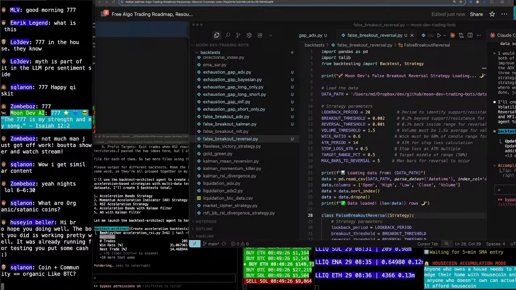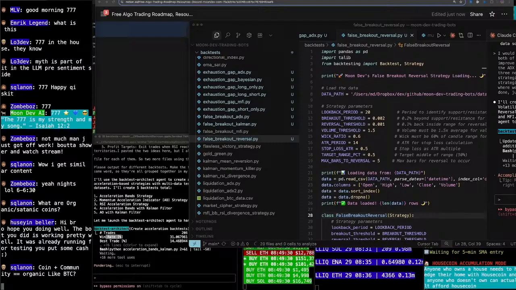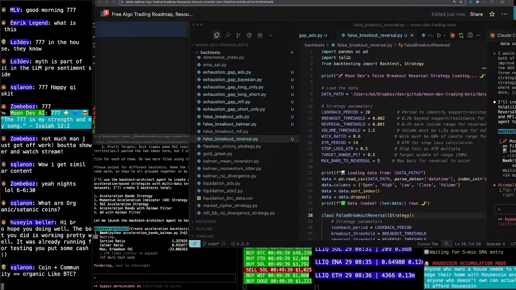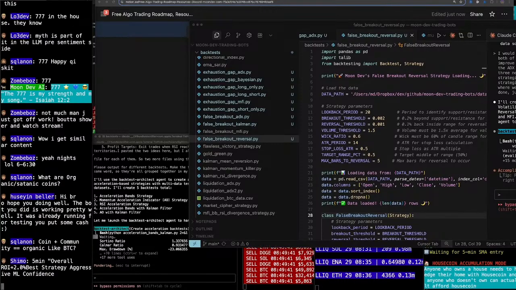Coin plus community equals organic, like BTC. 5-minute overall ROI at 2.0, best strategy, aggressive ML confidence. I don't know what either of you mean, but much love to all of you.